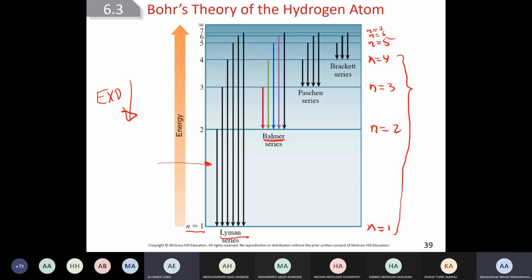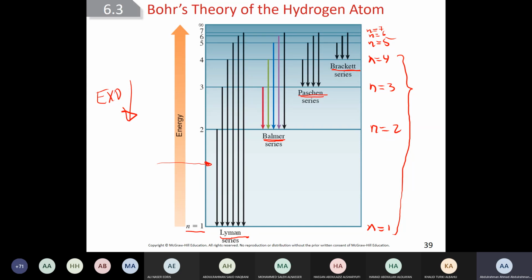From any number to 2. Okay, how about Paschen? From any number to 3. And then Brackett? To 4. That's all they did. They just sat down and calculated the exact amount of energy.